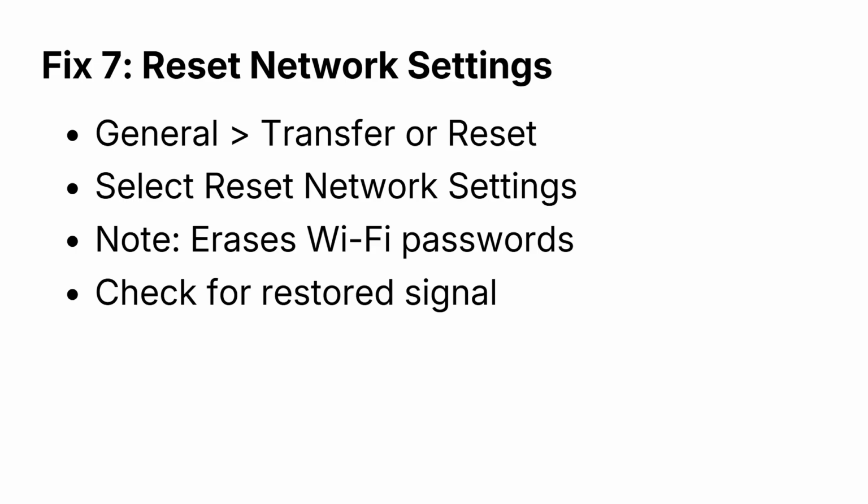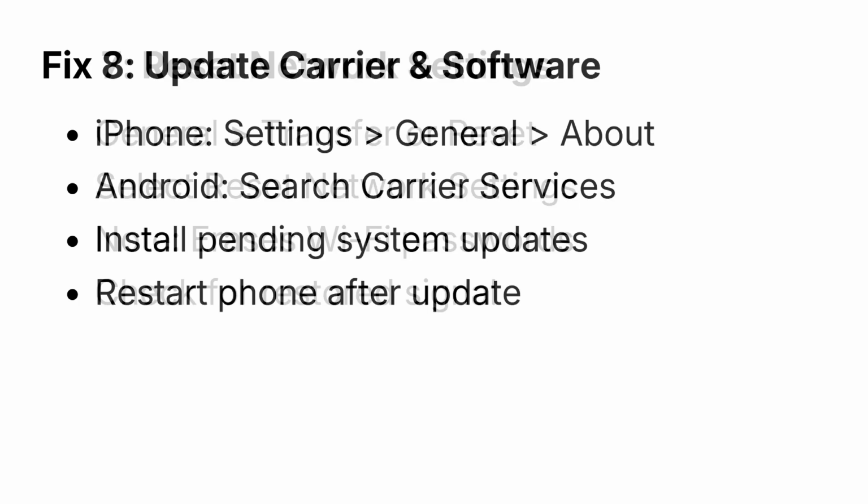Fix 7, reset network settings. Click on General, then go to Transfer or Reset. Select Reset Network Settings. Also note it erases your Wi-Fi password, so be aware of your password. Now you can check for your restored signal.